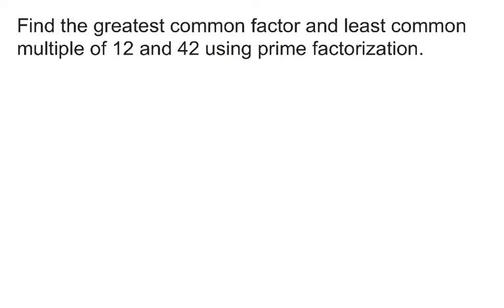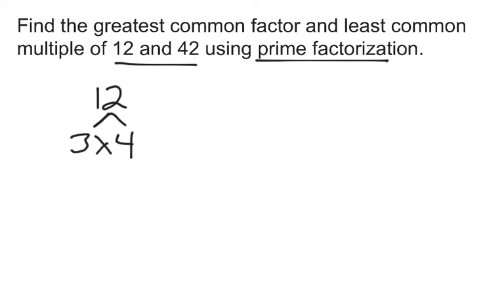Now let's look at another example. Find the greatest common factor and least common multiple of 12 and 42 using prime factorization. So let's start with 12, and we can make our factor tree. We have 3 times 4 is 12, and I have my prime number already. And then, of course, 4 is composite. It can be factored into 2 times 2.